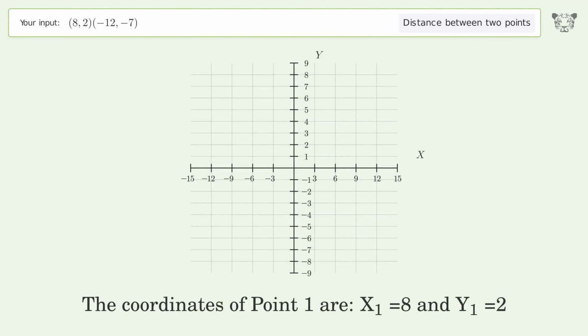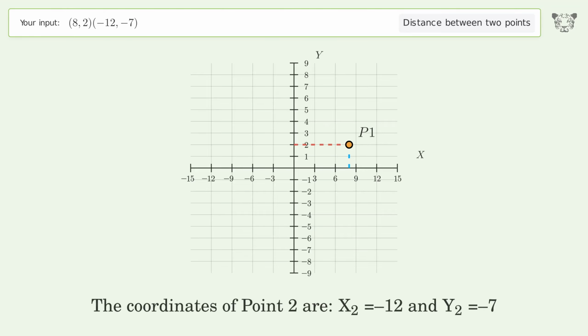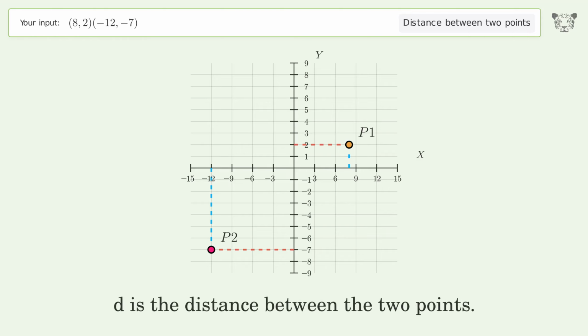The coordinates of point 1 are, x1 equals 8 and y1 equals 2. The coordinates of point 2 are, x2 equals -12 and y2 equals -7. D is the distance between the 2 points.